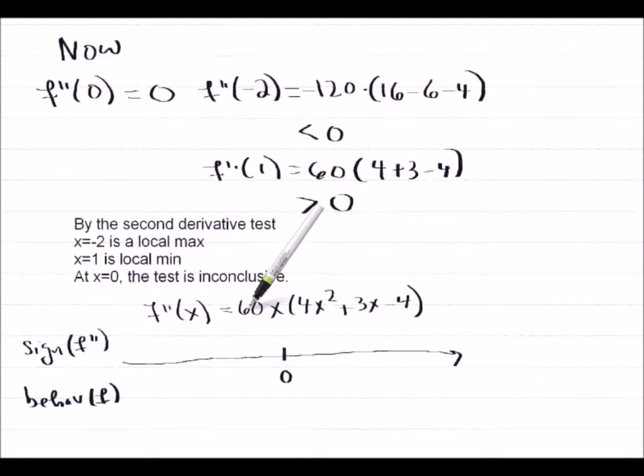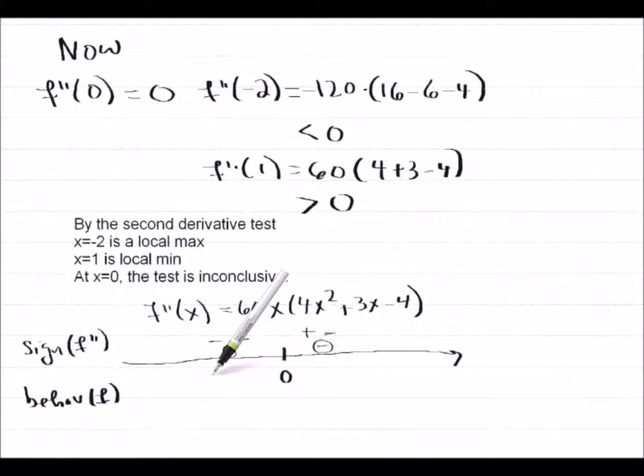So if I multiply that bracket by 60x, where x is over here, if x is negative, I'll be multiplying a negative by another negative. So overall, it's a positive here. On this side, x is positive, and the bracket, because we're close to 0 again, it's getting close to minus 4, so we have a negative number. So overall, here, the sign of f prime prime is negative.